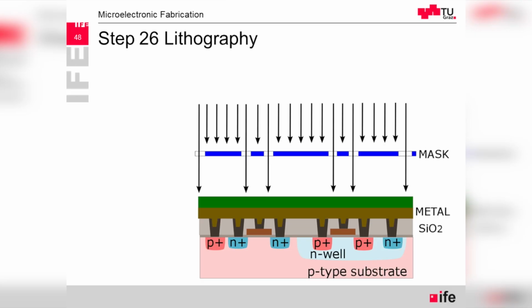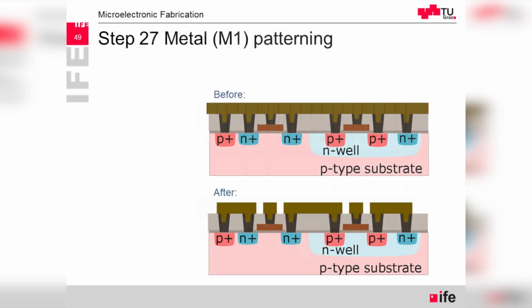So the next step is to make openings in the metal, or rather leave the metal only where we want it to be, because if we look at the wafer, most of the area will be without this metal rather than with the metal. And so again, through photolithography, we leave only metal in the defined places. Everywhere else, it's removed.